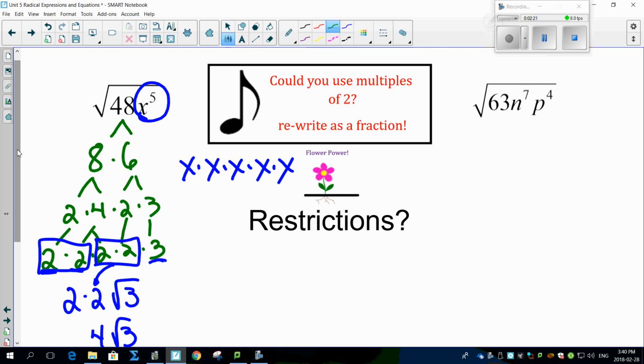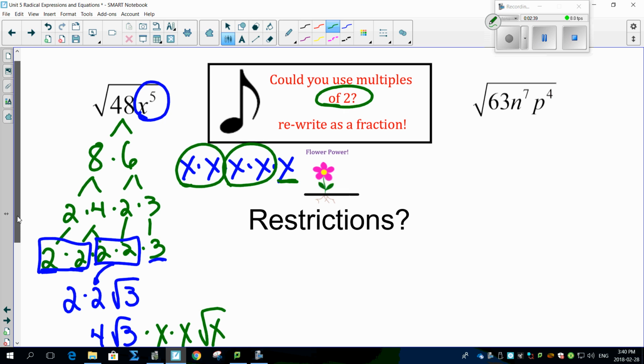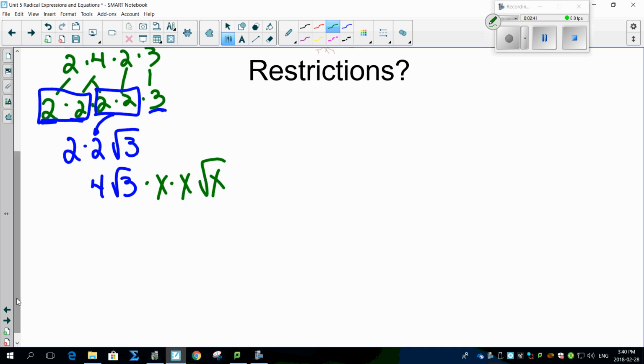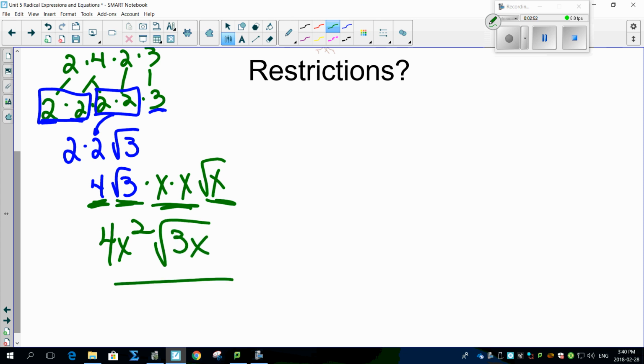Reason why is because you know you're looking for pairs. You're looking for multiples of 2. There's a multiple, take 1 out. There's another multiple, take 1 out. But there is a plain old x. So that stays under the radical sign, right? Because it doesn't have a pair matching. So what do you got here? Well, you got 4 and 2 x's, which is plain old 4x squared. You have a root 3 and a root x, so that's a root 3x. Done. That's how you do it.